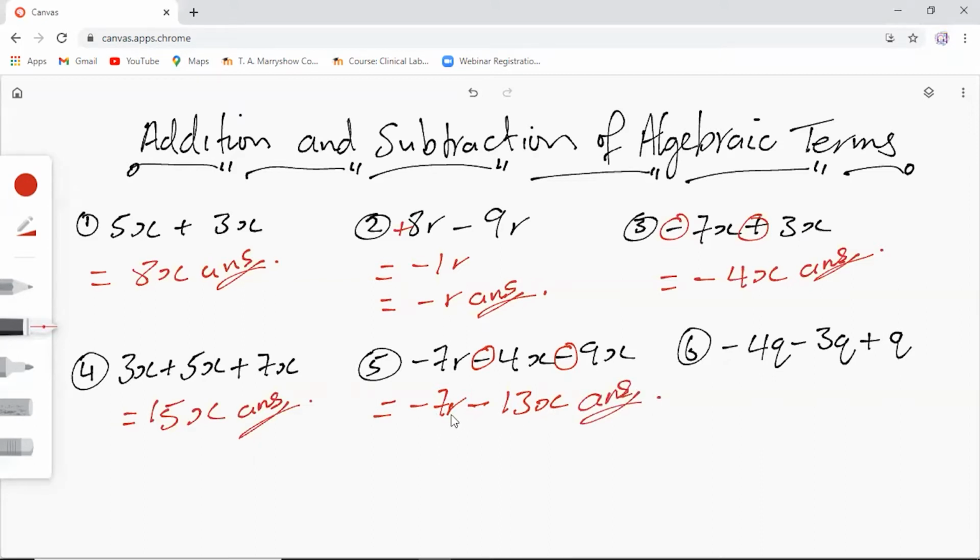Minus 7r minus 13x. Then number 6, we have minus 4q minus 3q plus q. All three terms are like terms, they contain the variable q. So negative 4 minus 3 is negative 7, and q is the same as 1q, so that's negative 7q plus q. Okay, negative 7 plus 1 is negative 6, so we get negative 6q as our answer. Okay, negative 6q. Very well. Let's continue.